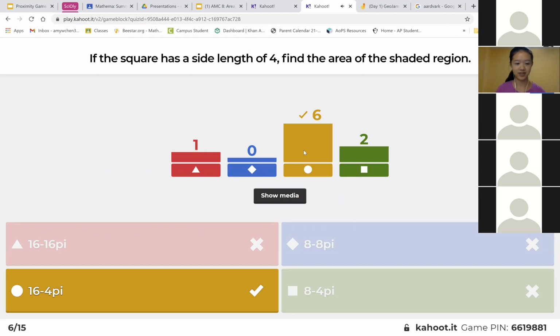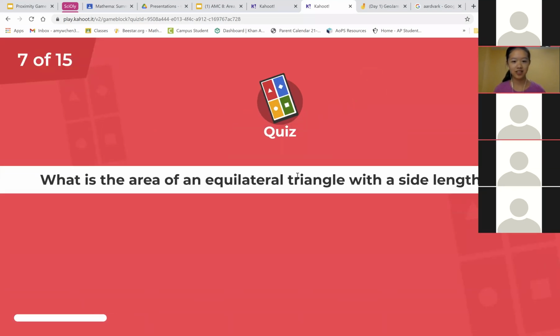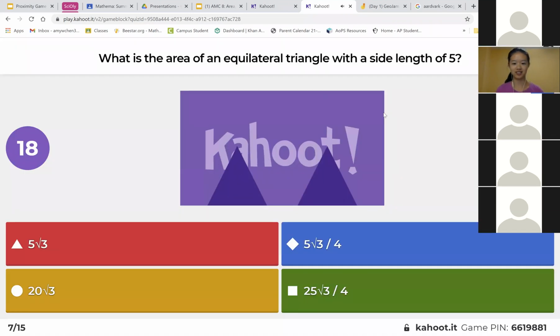Okay, for this one, I think most of you guys got it. Oh gosh. Okay, nickname is still in first place. All right, what's the area of an equilateral triangle with a side length of 5? I think we did this in class.